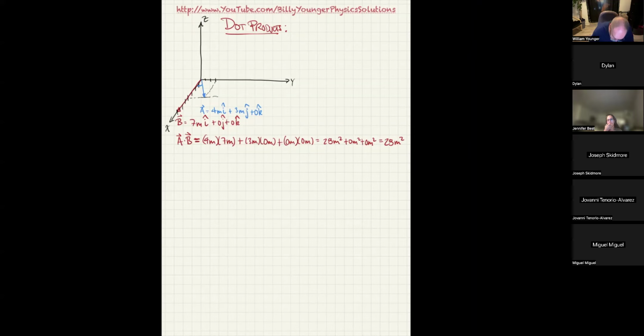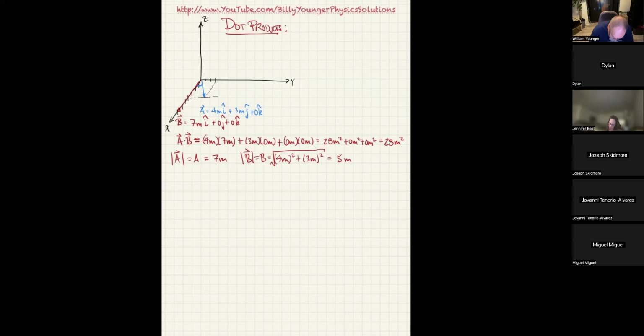Now, the magnitude of A, which I can write like that, or I could just write like this, we can tell that's clearly 7 meters. The magnitude of B isn't quite so easy. The magnitude of B, which is also just B, is going to be the square root of 4 meters squared plus 3 meters squared, which gives me 5 meters. Okay.